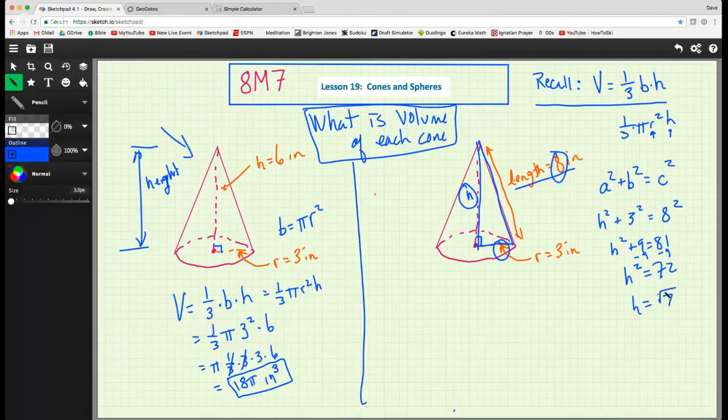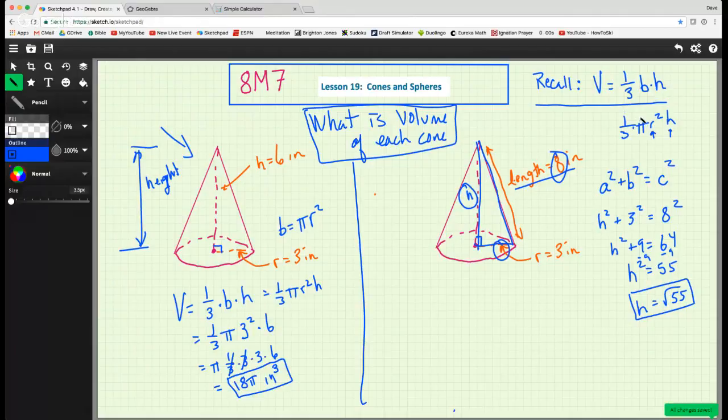I totally messed this up. H squared is not 81. I thank you for pointing that out. It's 64. So h squared equals 64 minus 9, which is 55. So h is equal to the square root of 55. I like that better. Thank you for pointing that out.